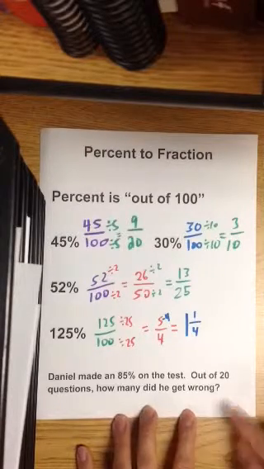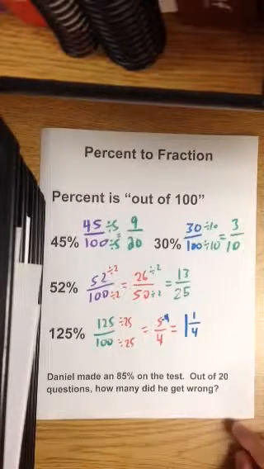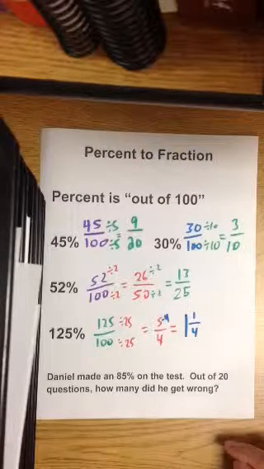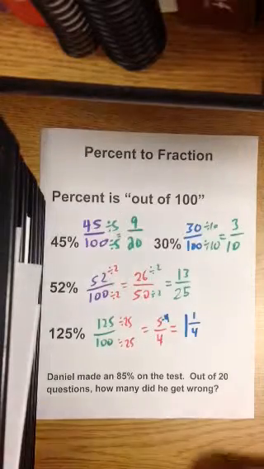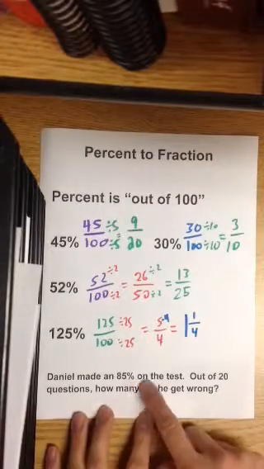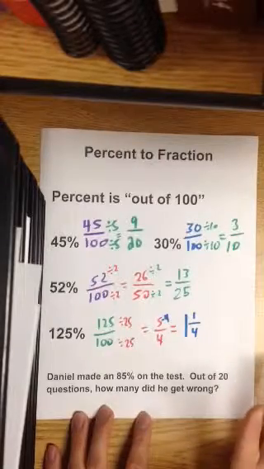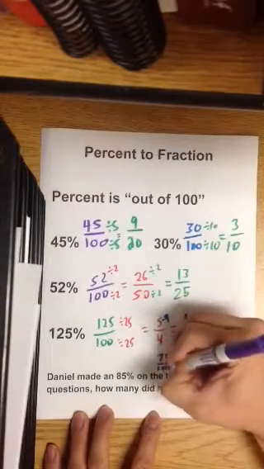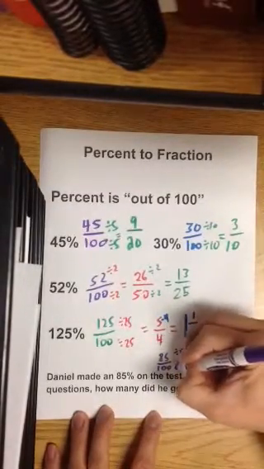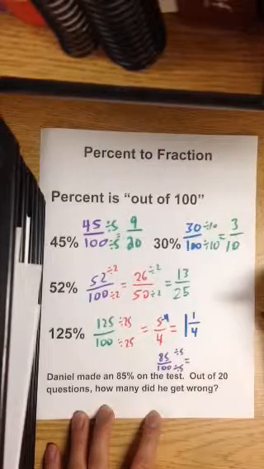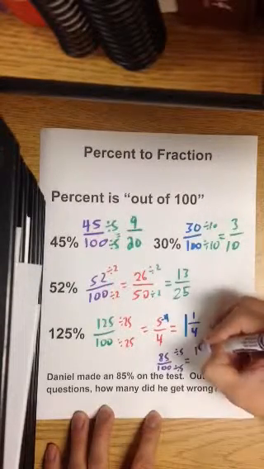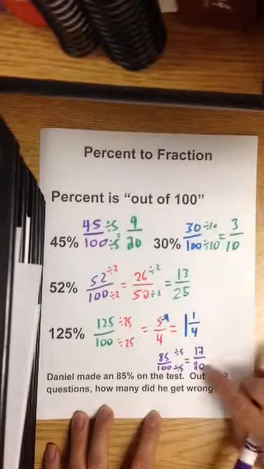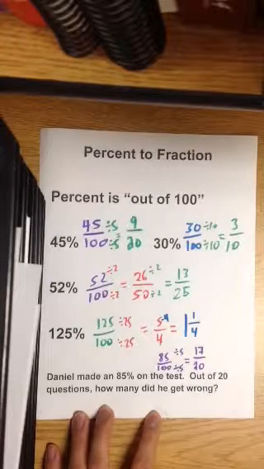Our last example is this one. Daniel made an 85% on the test. Not bad at all, kid. A B. Out of 20 questions, how many did he get wrong? There's a couple ways we can do it. We can solve this first with 85%. That's out of 100. Can you simplify this? Yes. It ends with a 5, so let's divide by 5. 85 divided by 5 is 17. 100 divided by 5 is 20. So out of 20 questions, Daniel got 17 correct.